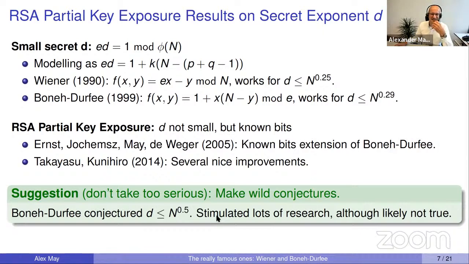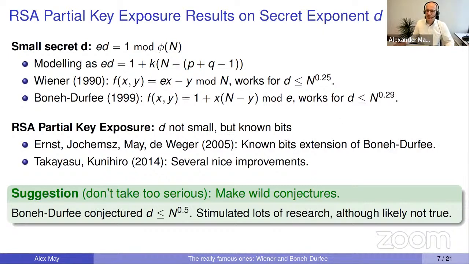And maybe this is how research works, right? So they stimulated lots of research in this area, making this claim. And also, I'm pretty sure that it's not true. It just produced lots of results in this area. So sometimes it's good to make wild conjectures. And it's even better if they are not true, right? So it's also hard to disprove this conjecture.